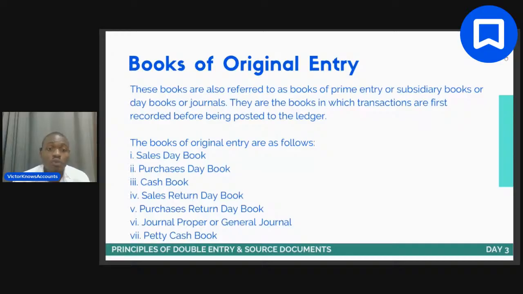Now, when a credit transaction happens, when you sell goods on credit, before you take it to the sales account, which is the ledger, you have to record it where? The sales day book. I hope you understand that. So it is a book of original entry that does what? That records credit sales.